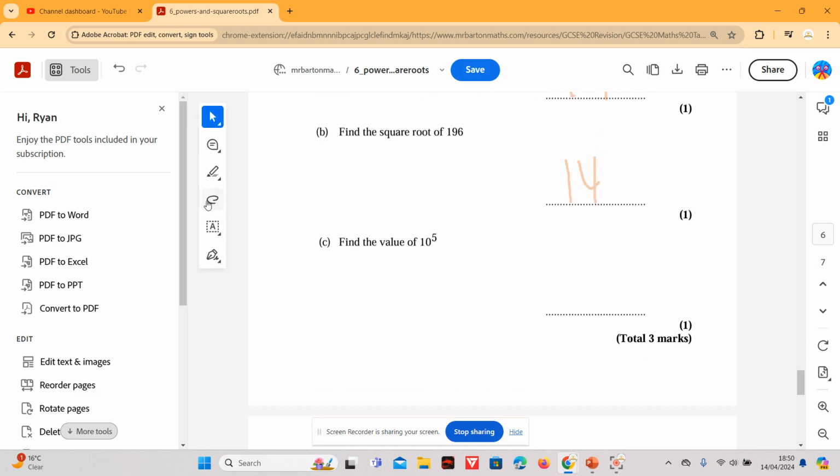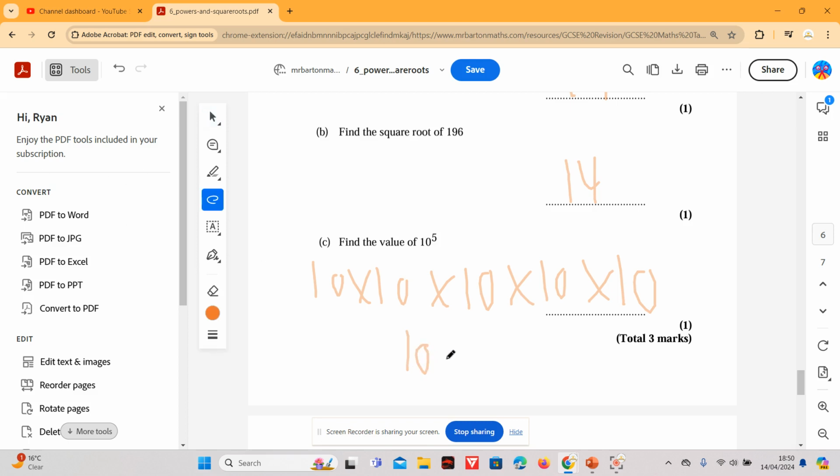10 to the power of 5. So we've got to do 10 times 10 times 10 times 10 times 10. So 10 times 10 is 100. 100 times 10 is 1,000. 1,000 times 10 is 10,000. 10,000 times 10 is 100,000. So you would actually write 100,000 right here.